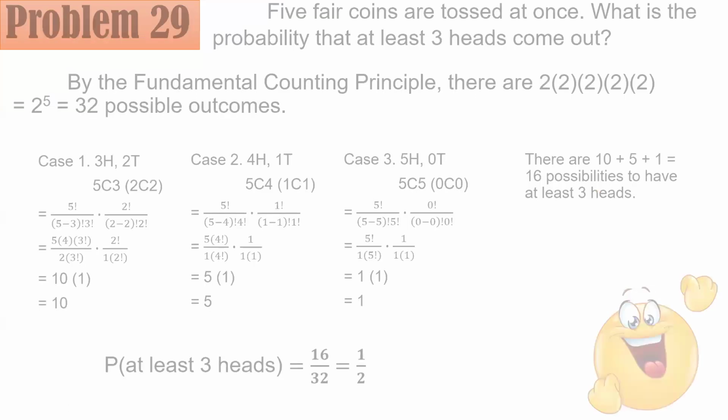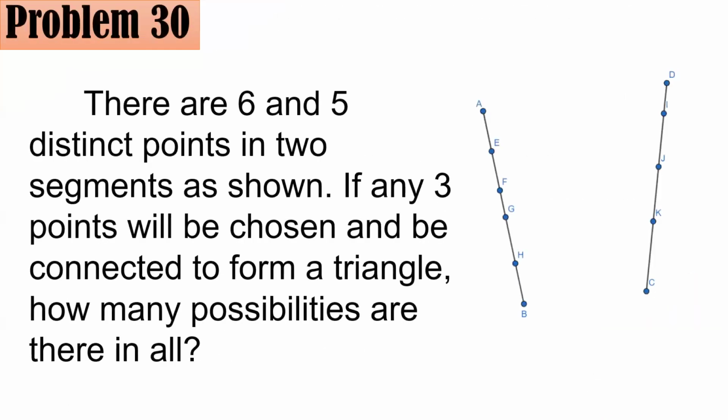Problem 30. There are 6 and 5 distinct points in 2 segments as shown. If any 3 points will be chosen and be connected to form a triangle, how many possibilities are there in all? What do you think?